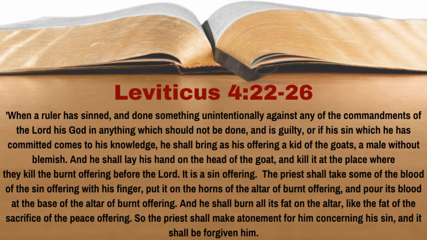The priest shall take some of the blood of the sin offering with his finger, put it on the horns of the altar of burnt offering, and pour its blood at the base of the altar of burnt offering. And he shall burn all its fat on the altar like the fat of the sacrifice of the peace offering. So the priest shall make atonement for him concerning his sin, and it shall be forgiven him.